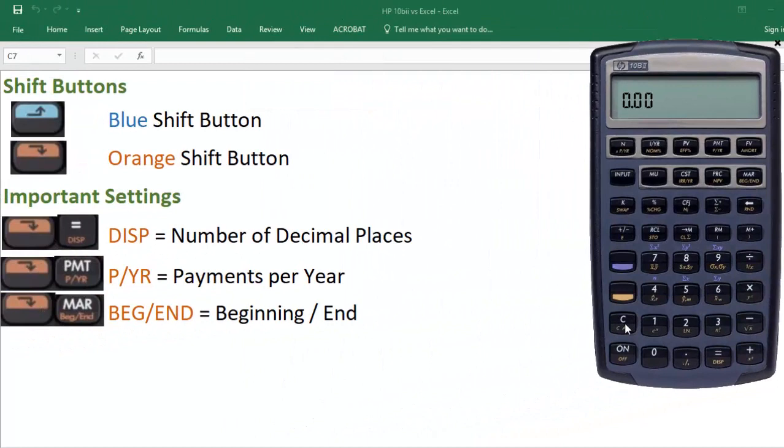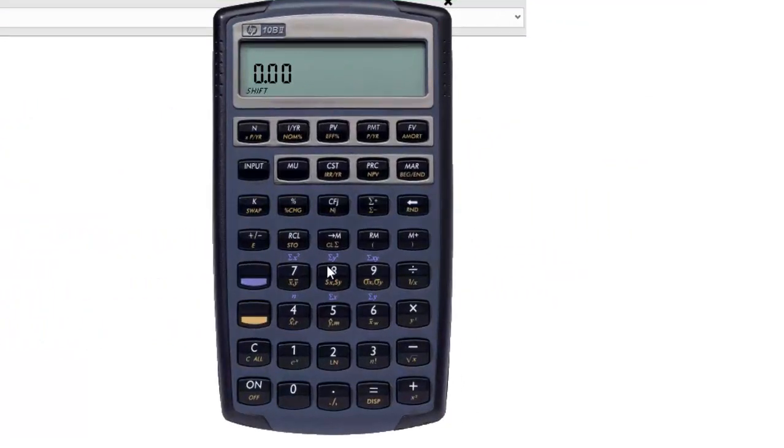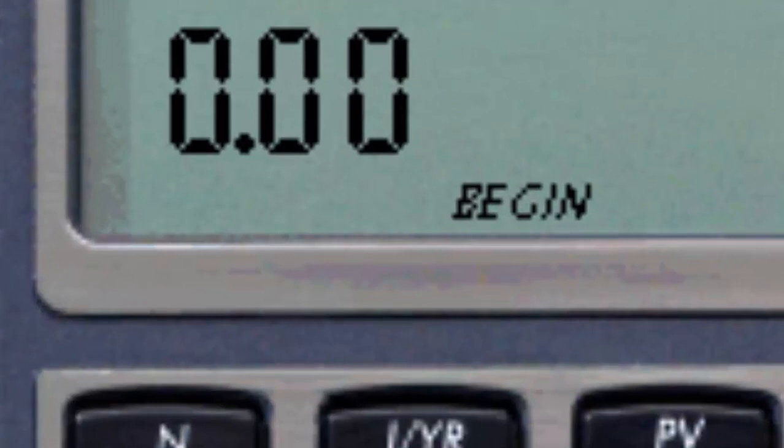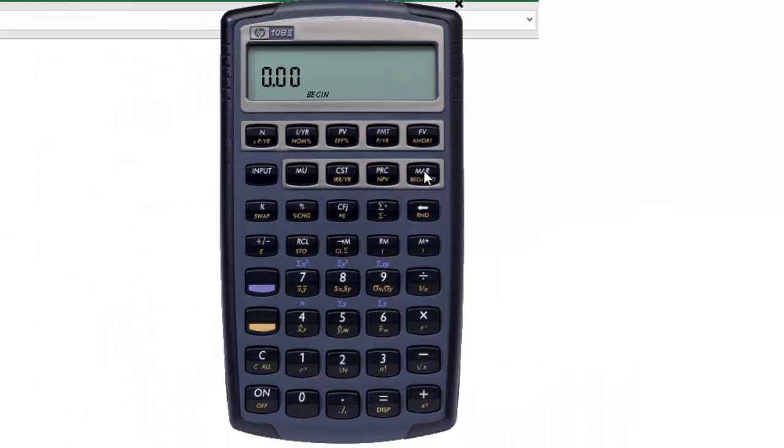In most examples, your payments will be at the end of the period, but occasionally it may tell you that the payment is at the beginning of the year or beginning of the period. So to change that, push the orange shift and the beginning end. You will notice on the screen it now says beginning. For all of the examples I will be showing today, they will all be end of period payments. So let's reset that back to end. Orange shift and end. You'll notice the beginning has disappeared.